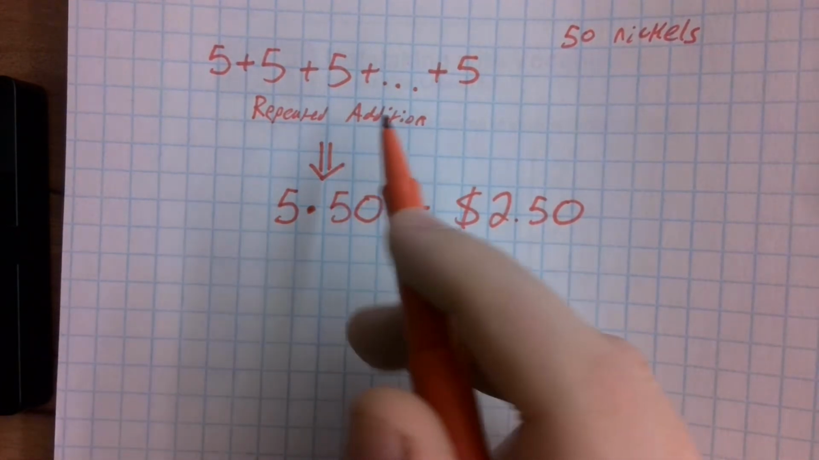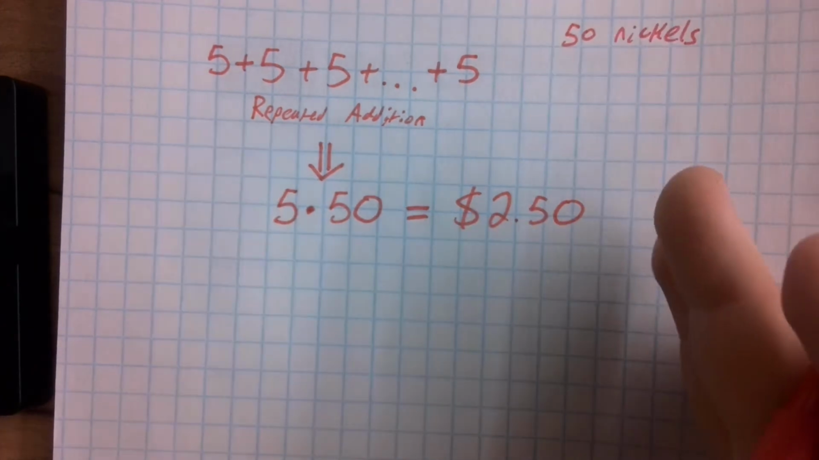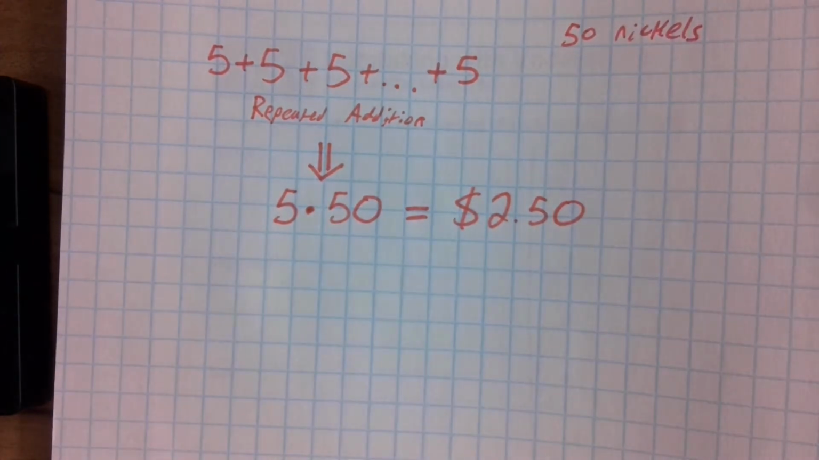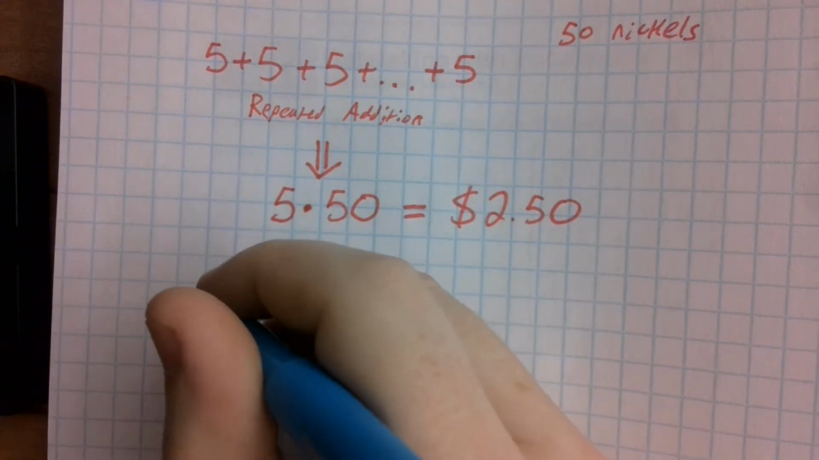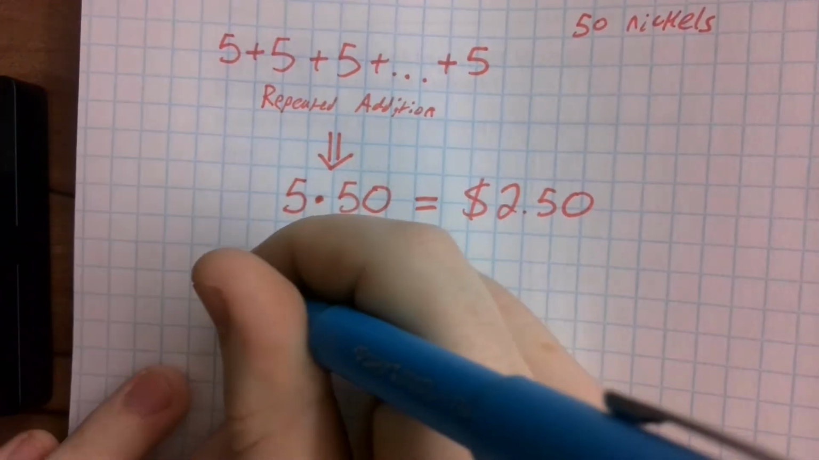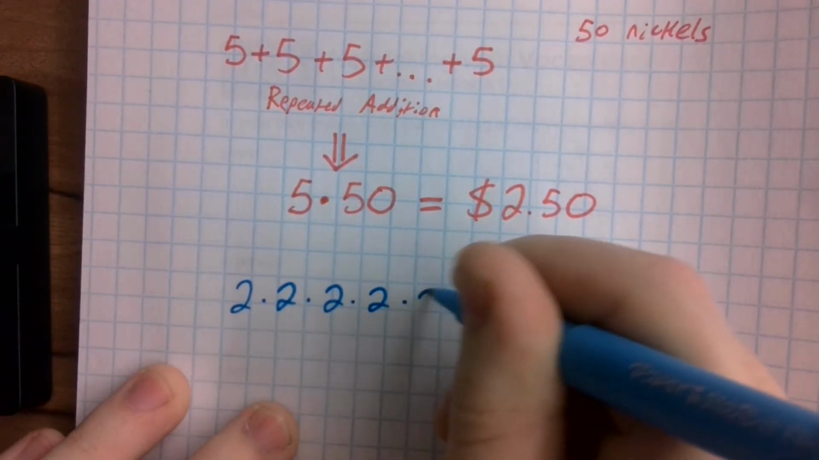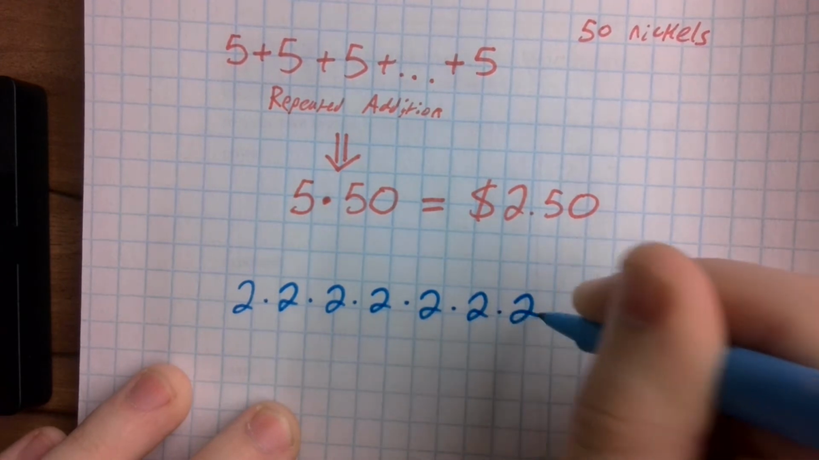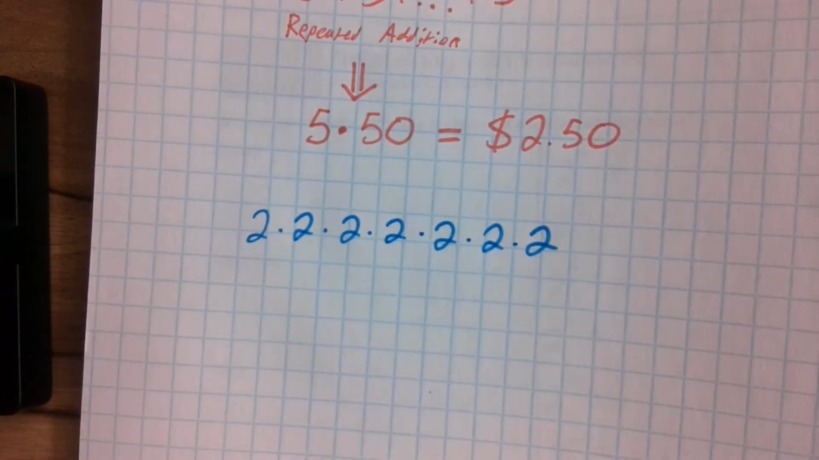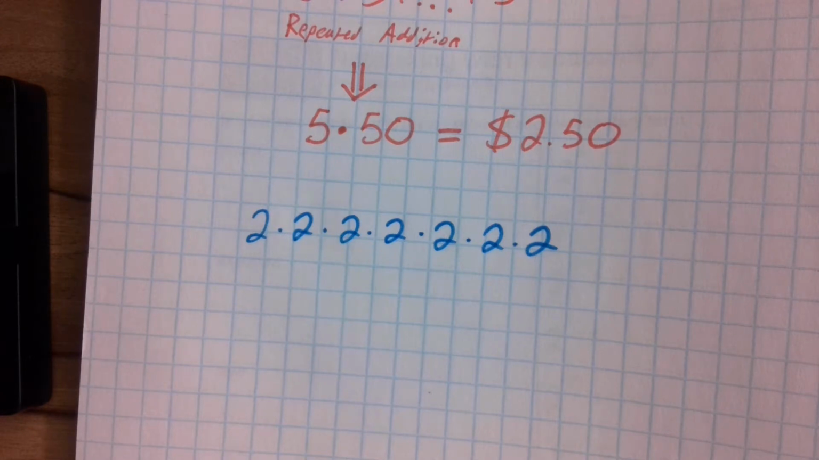Multiplication is just repeated addition, and it's a shorter way of doing it. It makes things a lot simpler. But what happens if we have repeated multiplication? Let's say, for instance, that we have 2 times 2 times 2 times 2 times 2 times 2 times 2. It's a lot of 2's to be multiplying through. I mean, yes, you can do it, but it'll probably take you a couple of minutes.